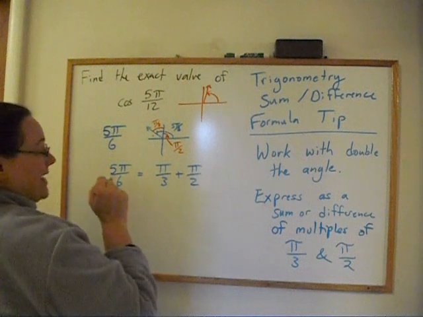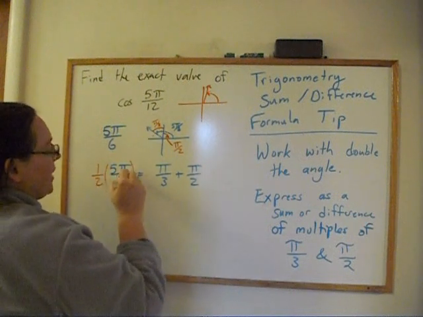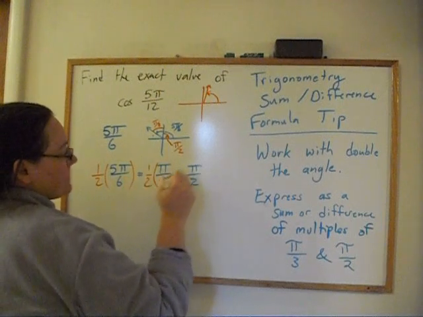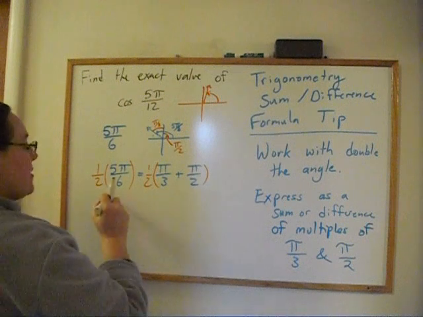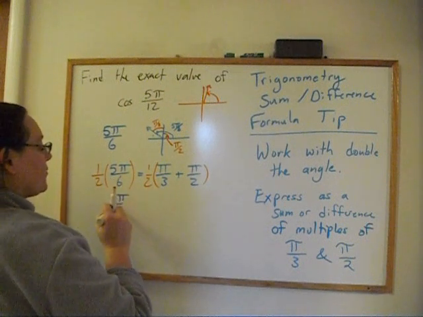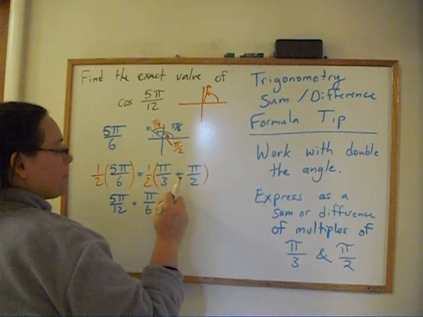So what I want is half of 5 pi sixths. So I'm going to multiply both sides by 1/2. And so I can see that 5 pi twelfths is equal to pi sixths plus pi fourths.